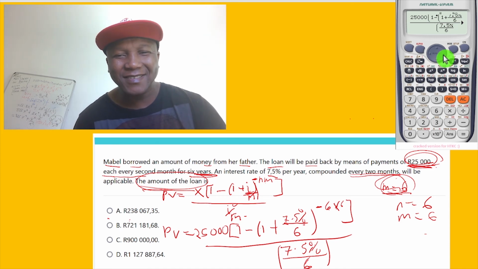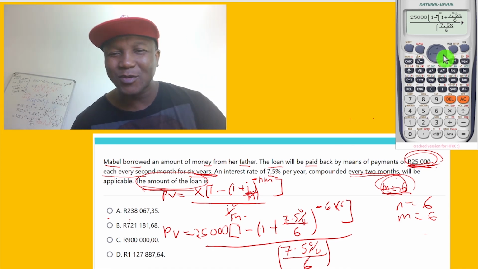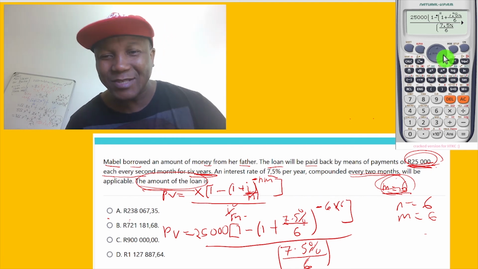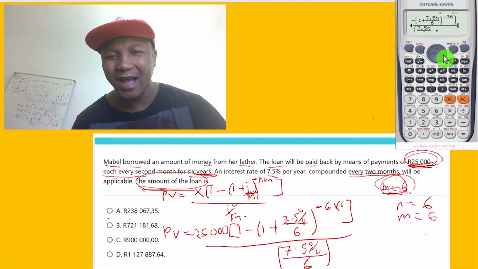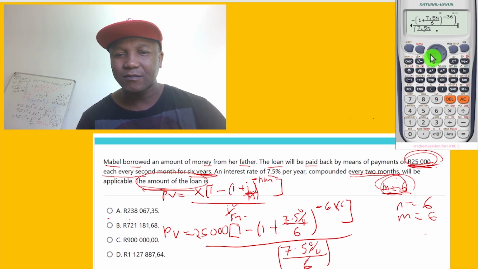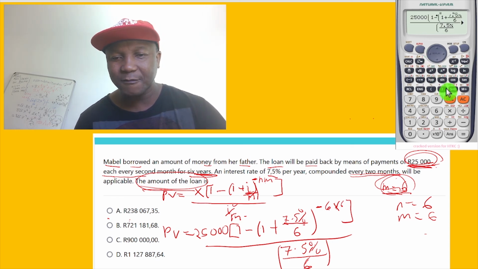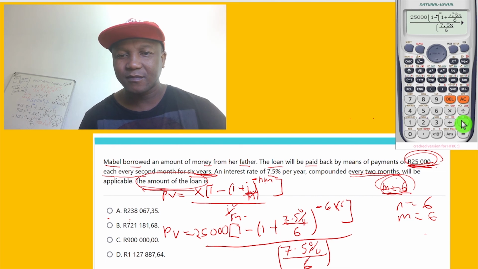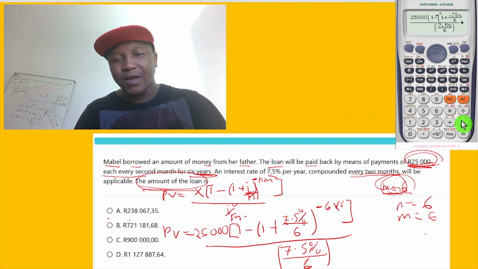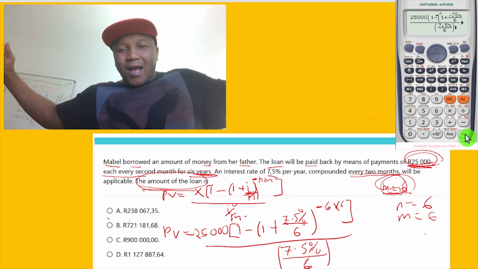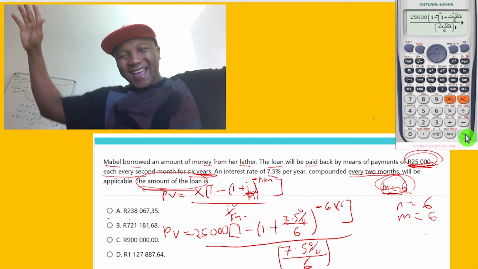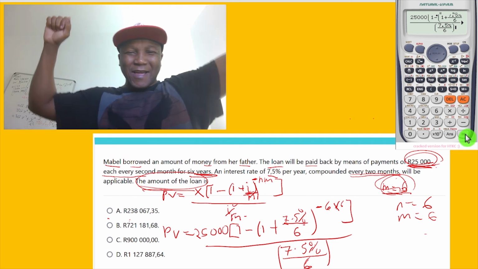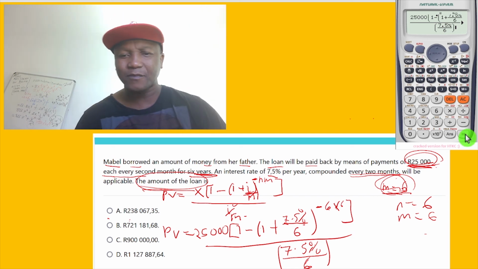Let me guess what the answer is going to be. I think it's going to be B. Let's see. No, close that bracket, please. Okay, close the bracket. I think it's going to be B. Why are you not giving the answer?